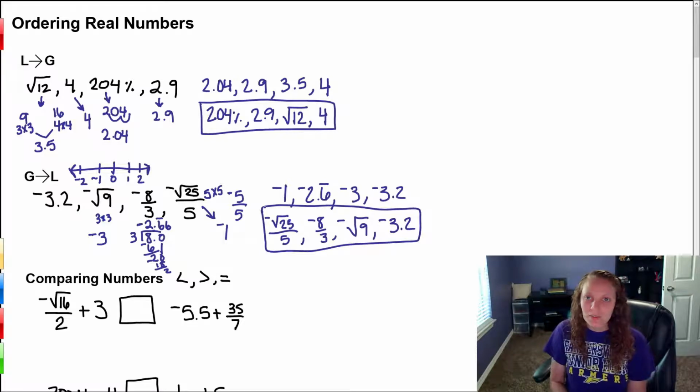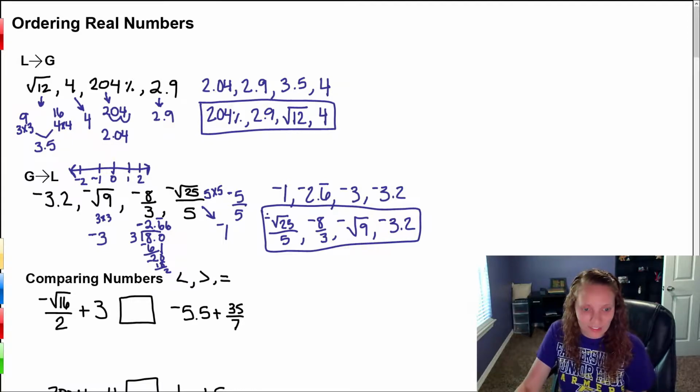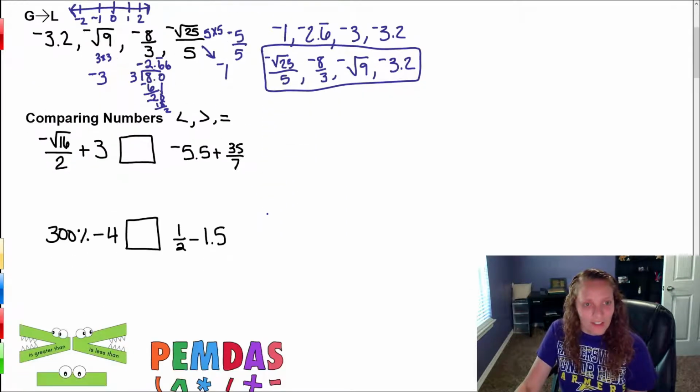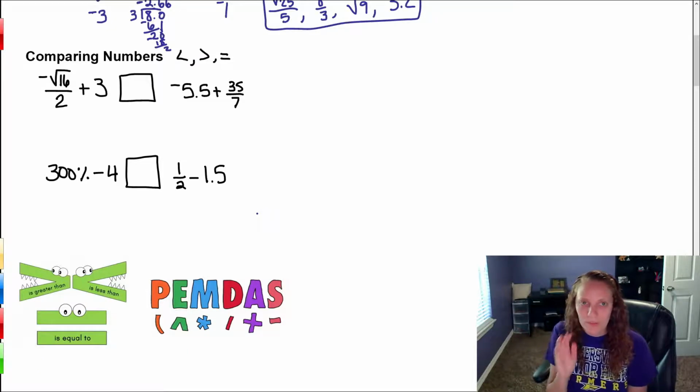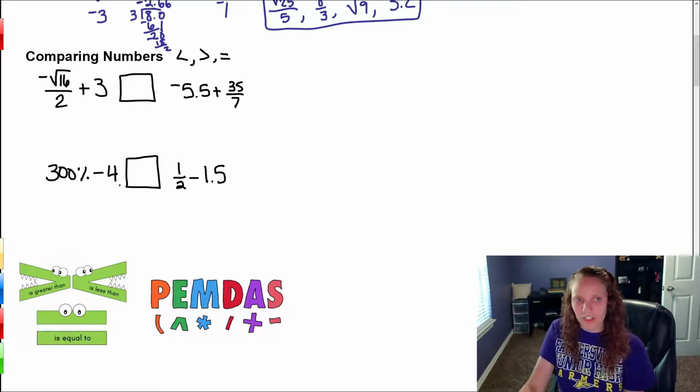Remember, when dealing with negatives, it's the opposite of how you would have thought a positive would have gone. Now we're going to look at comparing numbers. Before we do, let's take a moment to look at the pictures I have at the bottom. When comparing numbers, we're going to need to use less than, greater than, or equal to.